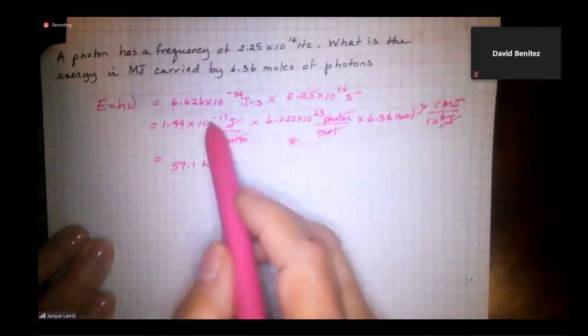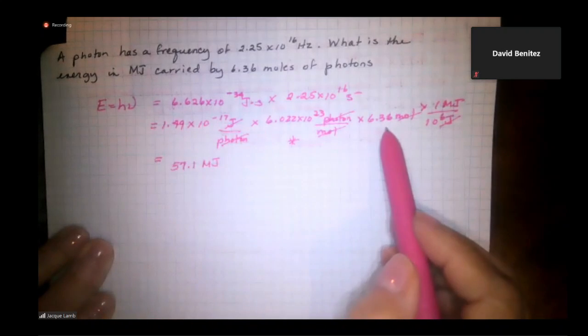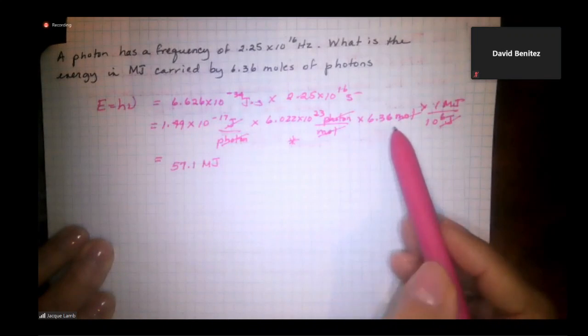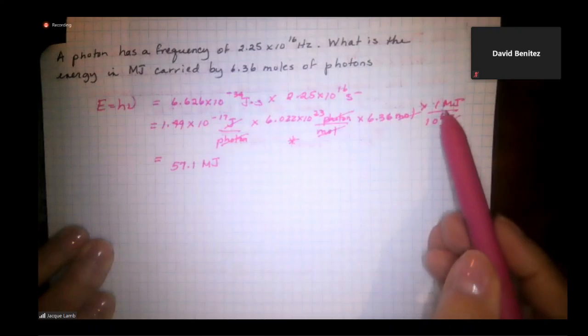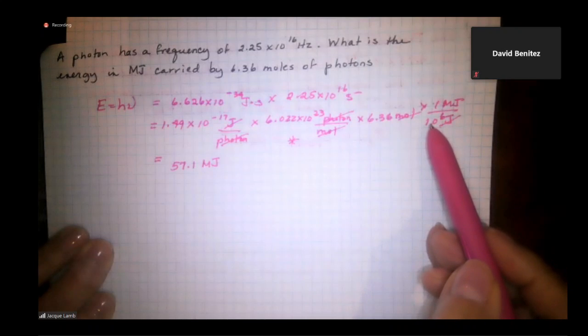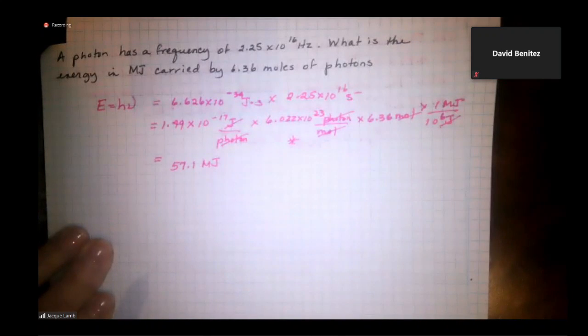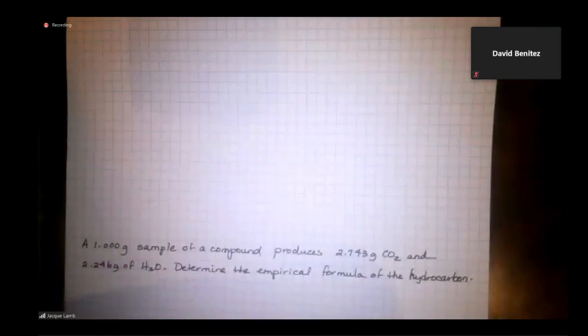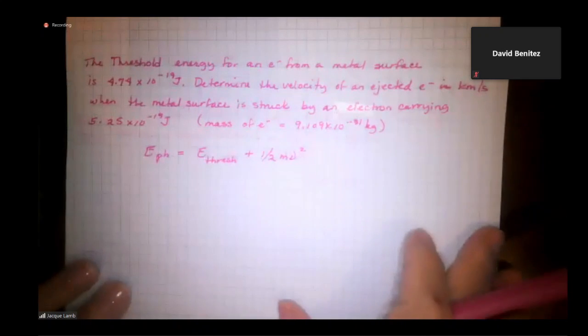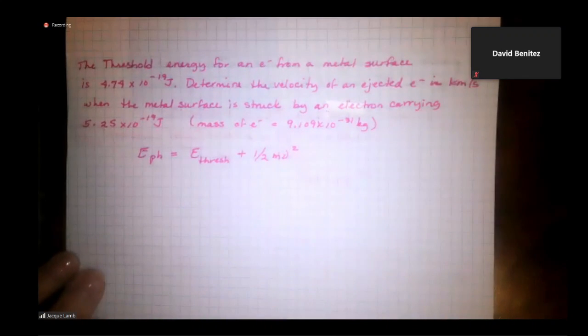Some people took this term and multiplied it directly by moles. And some people forgot to do the conversion to megajoules or did the conversion to megajoules incorrectly. So that was a problem that many people had. The other problem that most people had, if you were having trouble, you had trouble on this one.